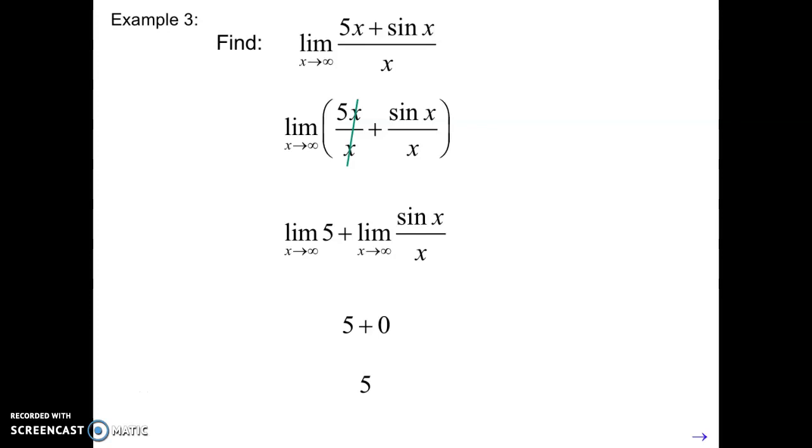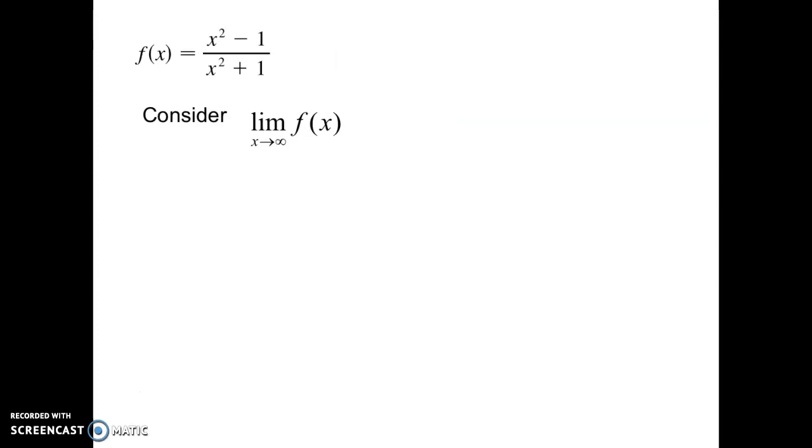We could also use limit tables to look at these limit tables and see what this function looks like as x approaches infinity. All right, let's try another one. Remember, this is one we did earlier.